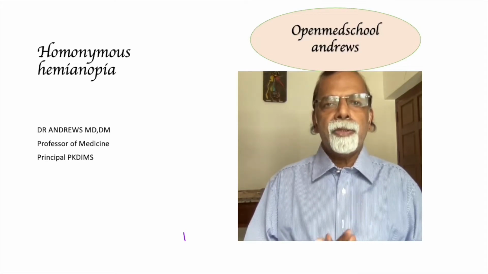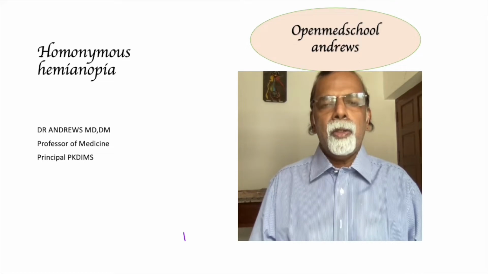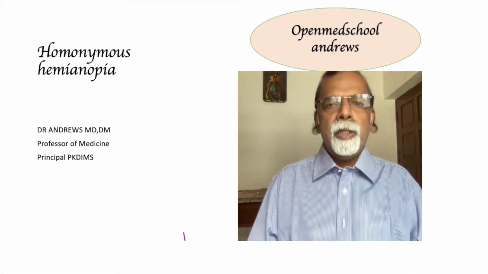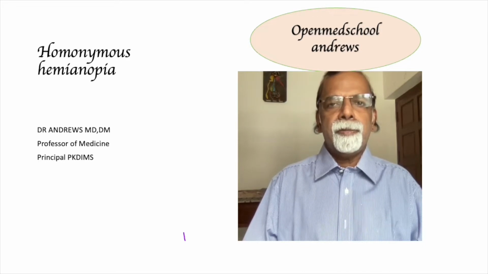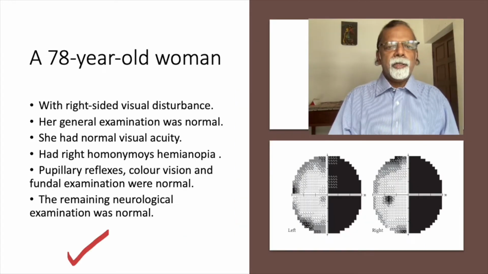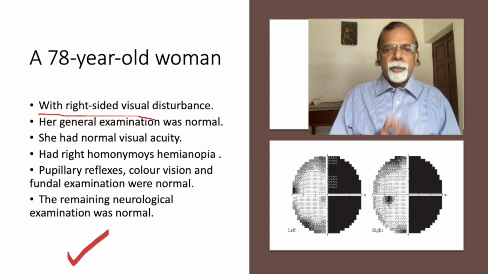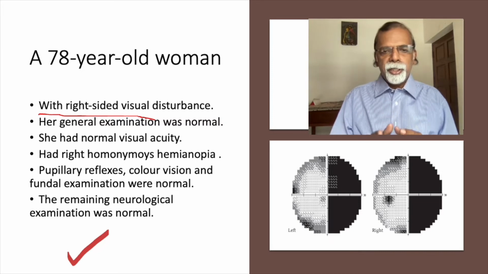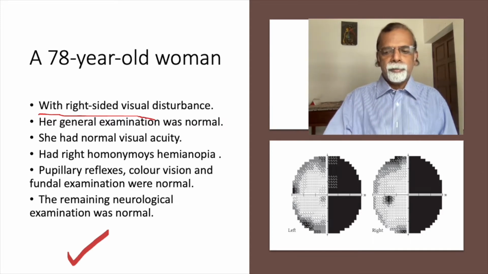Today I am going to discuss with you regarding homonymous hemianopia and how to localize visual field abnormalities. So this is a history of a 78-year-old female. Her complaint is right-sided visual disturbance. General examination was normal. Visual acuity was normal. Confrontation test showed right homonymous hemianopia. Pupillary examination and the rest of the nervous system examination were normal.